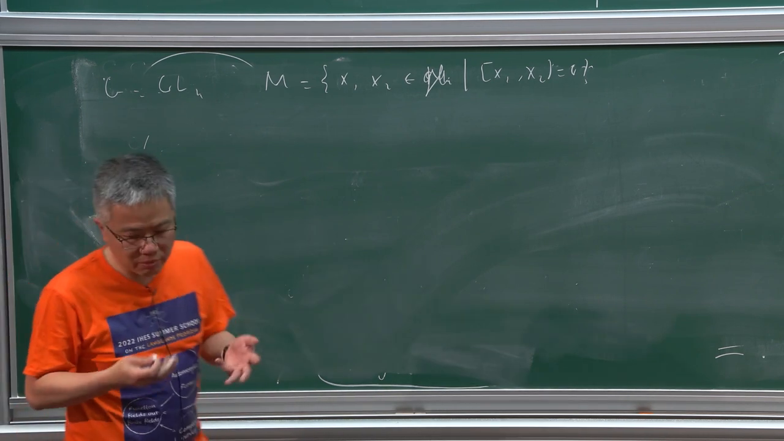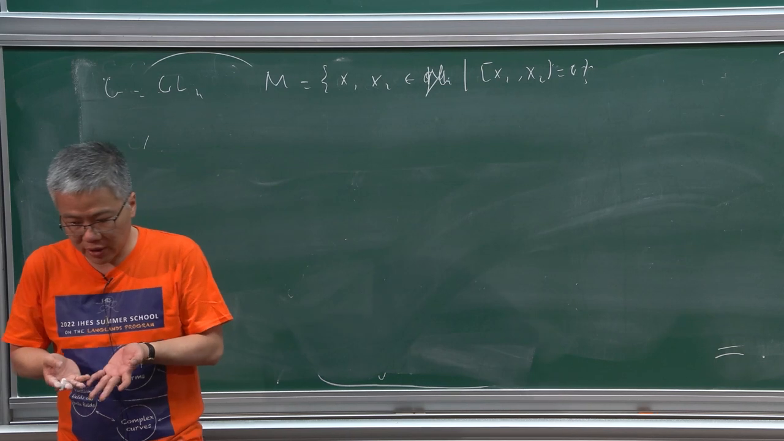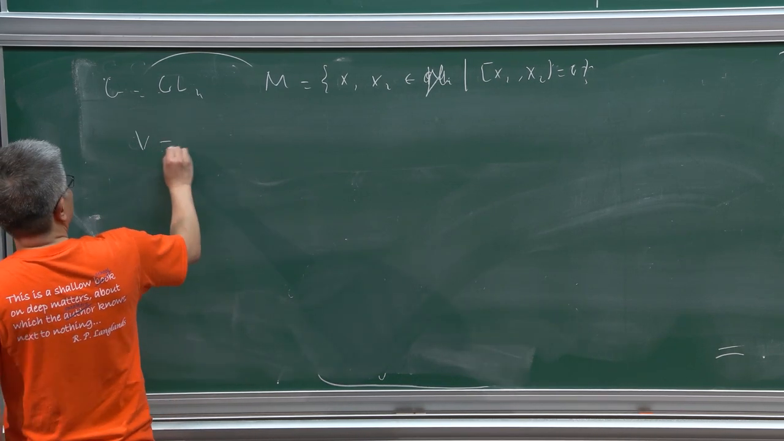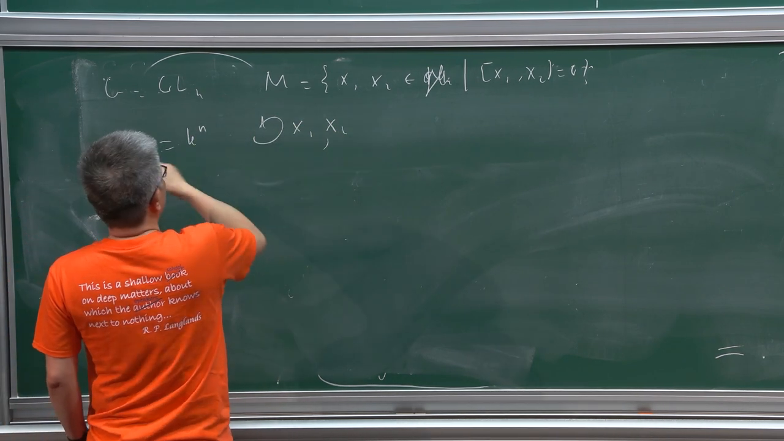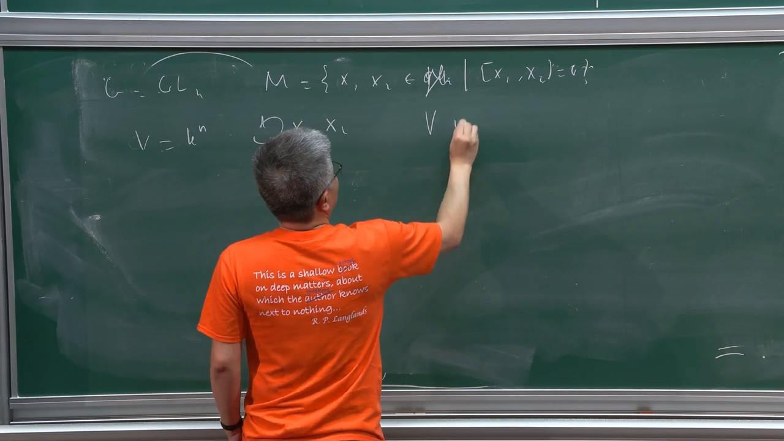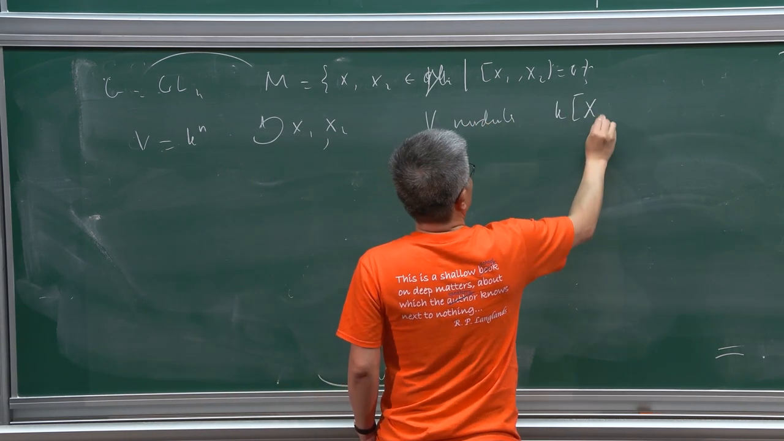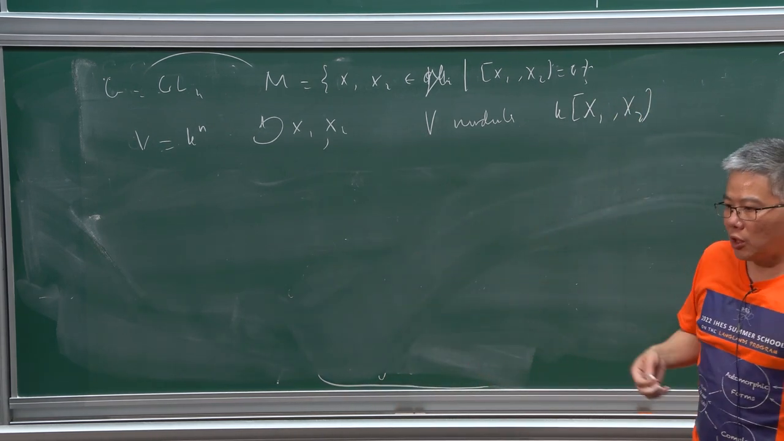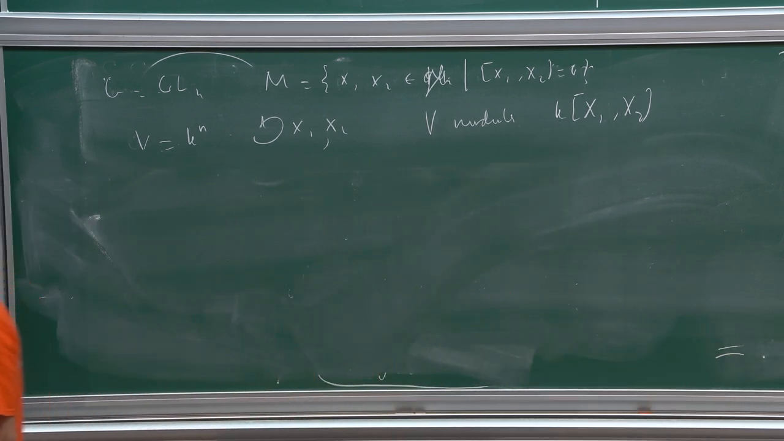When you have two commuting matrices, then the vector space can be a module over the plane, right? So your V is k to the n, and actually with x1 and x2, then V becomes a finite module over the polynomial algebra in two variables.